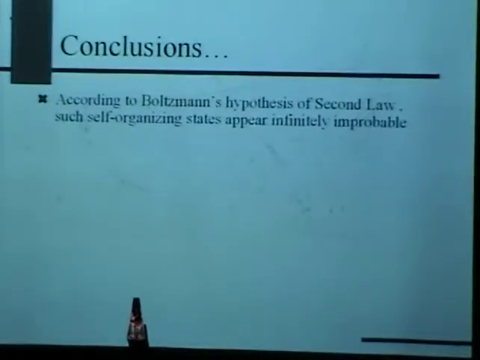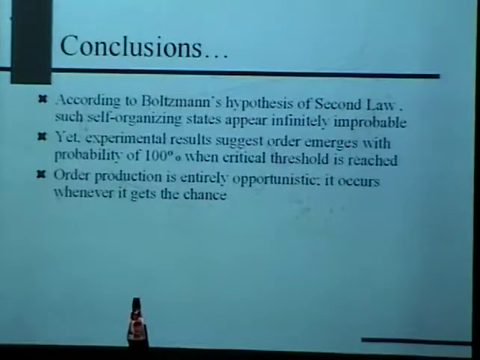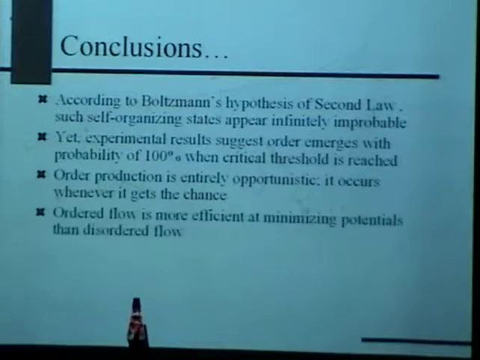The weird thing is that, according to Boltzmann's hypothesis, the second law, self-organization appears infinitely improbable. It wouldn't happen when you're talking about systems that are near equilibrium. But here, we find that order emerges in these Bernard cells with 100% probability. So when you get these gradients and the gradient gets big enough, order is spontaneously produced. We find that the order production is entirely opportunistic. It will occur whenever it gets the chance.